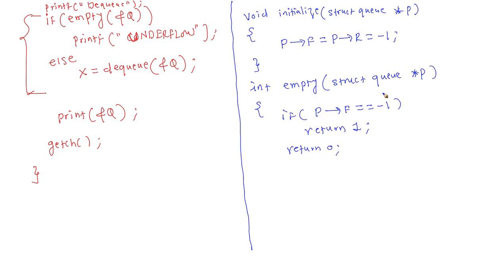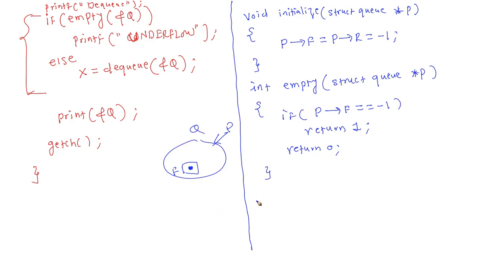So p arrow f. Why p arrow f? Because we have this pointer p pointing to the queue. This queue will be in main. So I'll pass the address of this queue, and the address of this queue will be stored in p. That means p is pointing here. And if I want to access f, which is inside this queue, I should say p arrow f. So p arrow f will give me access to the value of f. And if that is -1, that means the queue is empty. I'll return 1. Else I'll return 0.